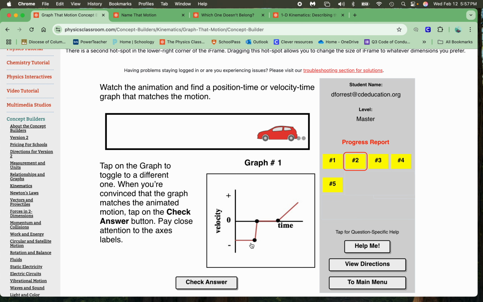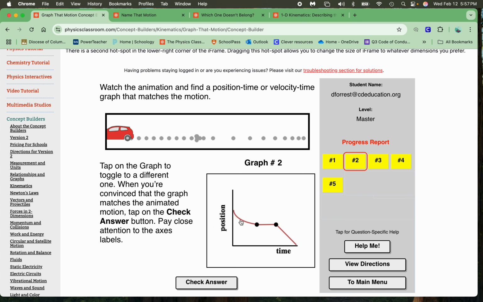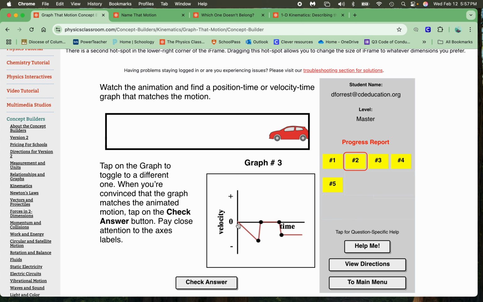That does not agree with this graph because this has a constant negative velocity at the beginning. So this one is moving in the negative direction, but it's slowing down because the graph is getting less steep. So that doesn't agree with this either. This one has a negative velocity and it's going away from 0, so it's getting faster or getting more negative. Then it stops. Then it goes in the constant negative velocity the rest of the way. So I think that's it.